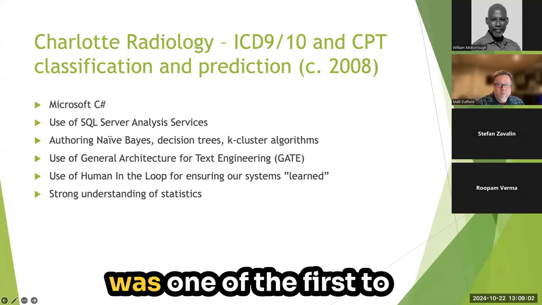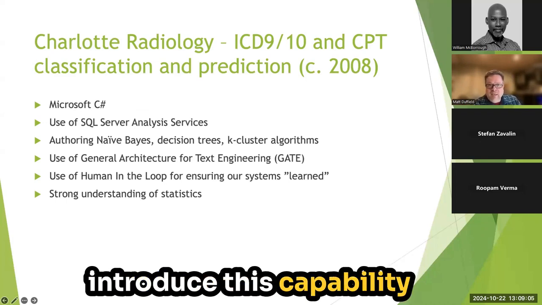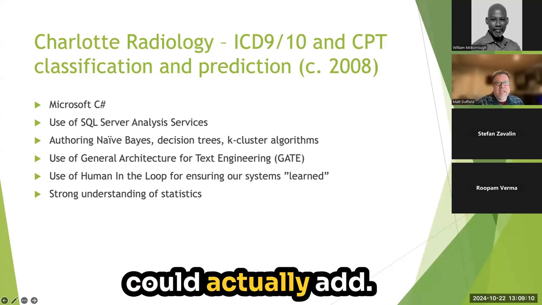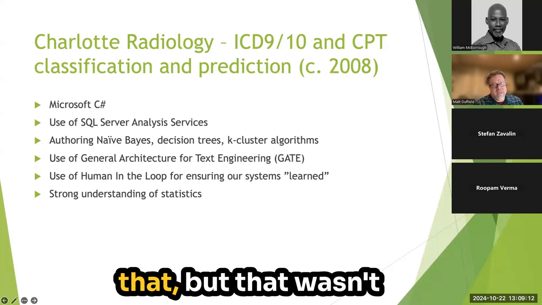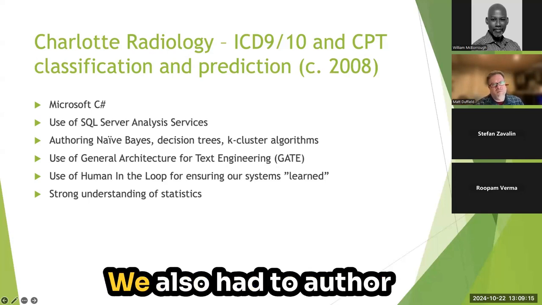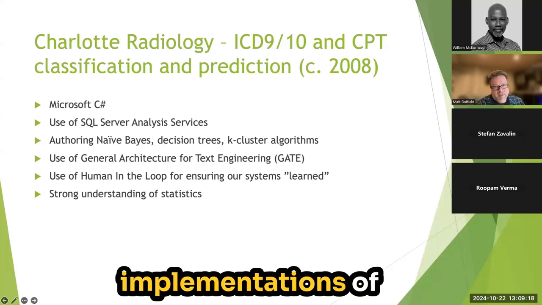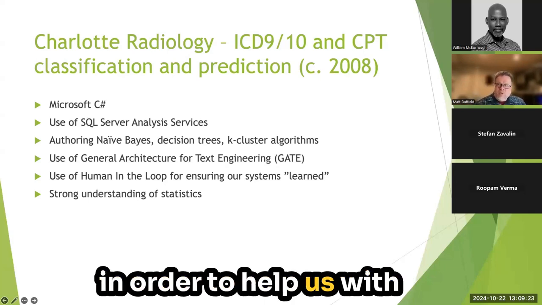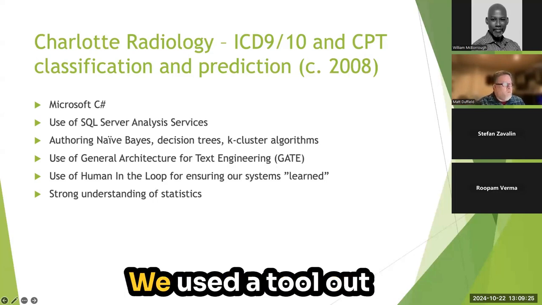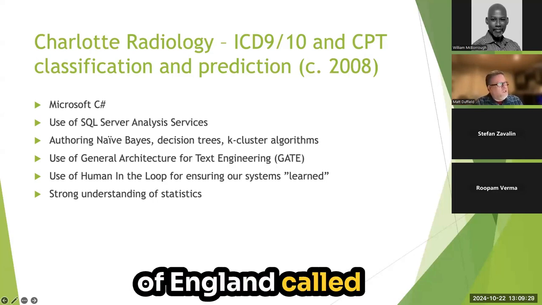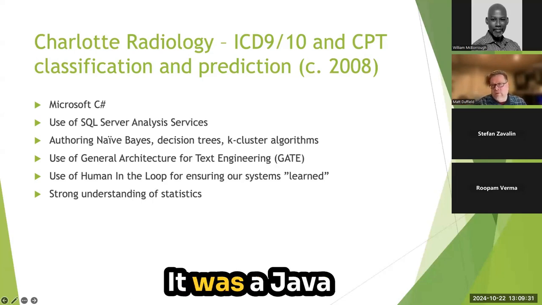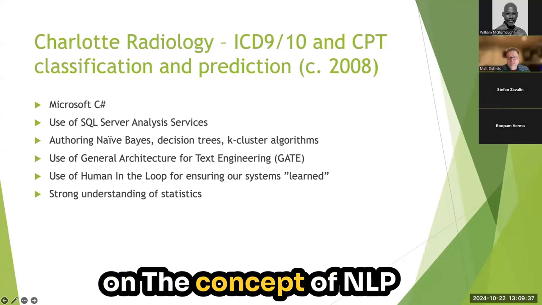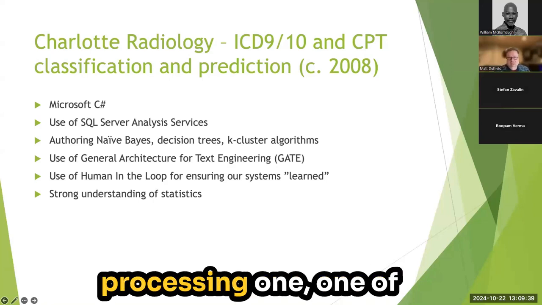However, Microsoft was one of the first to introduce this capability in their product called SQL Server Analysis Services, and we could actually add training sets to that. But that wasn't the full solution. We also had to write our own implementations of naive Bayes, decision tree, and K-cluster algorithms to help us with the classifications and predictions. We used a tool out of England called General Architecture for Text Engineering. It was a Java implementation, heavily focused on NLP, or natural language processing.